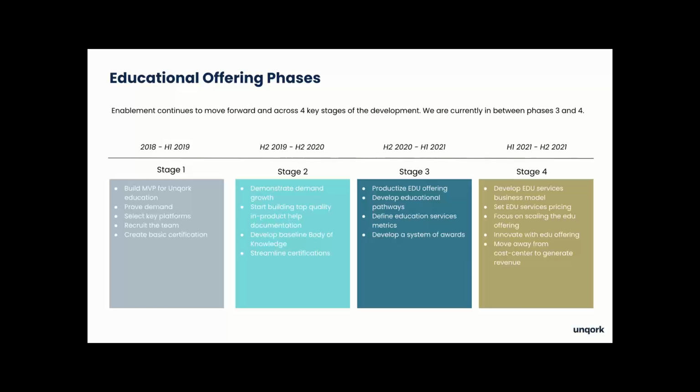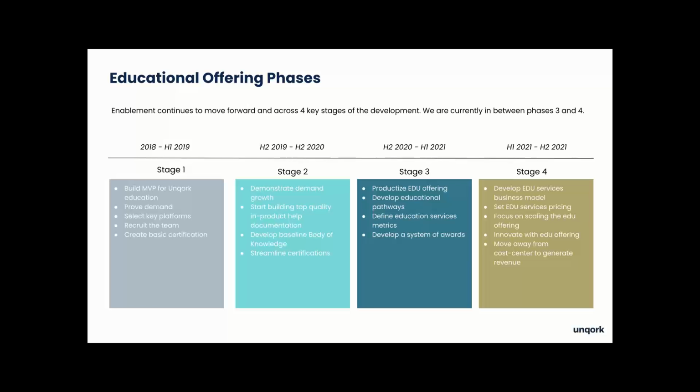If and when all of this goes smoothly and you indeed are able to build an MVP, some kind of very basic educational program, present it to your clients or partners and get positive feedback, if you show any kind of traction, then you can move to stage number 2. Stage number 2 is when you demonstrate demand for growth. You start building top quality in-product help documentation, you have to develop a basic body of knowledge, and you have to streamline your certifications and examinations. If all of this goes well, then you earn your right to move to stage number 3.